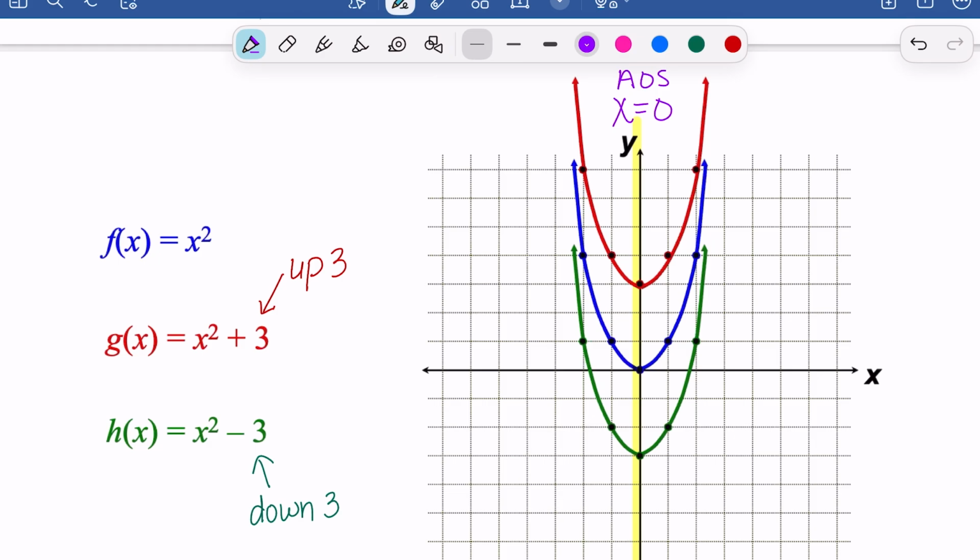And then if we look at the vertex for each of these, the vertex for that red function shifted up 3, so it's at 0, 3. The vertex for the green function shifted down 3, so it's at 0, negative 3. And again, for my parent function, that vertex is 0, 0.